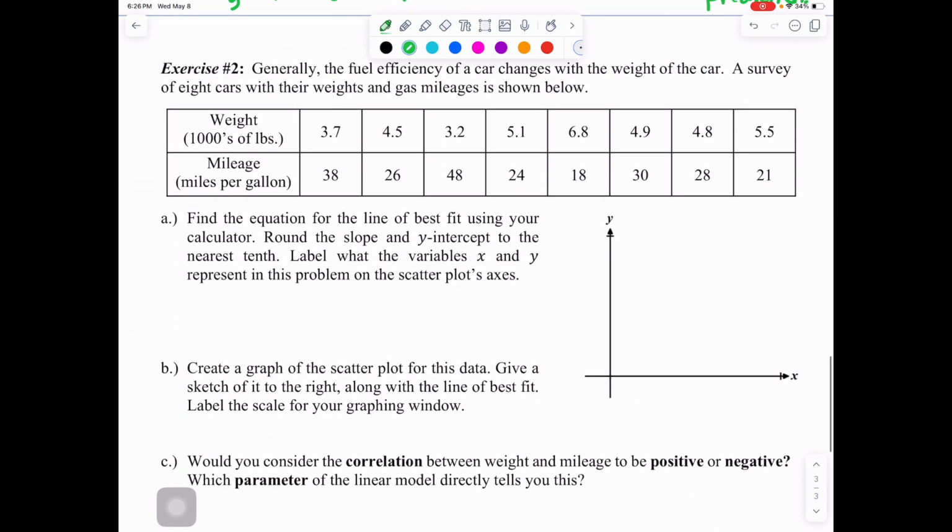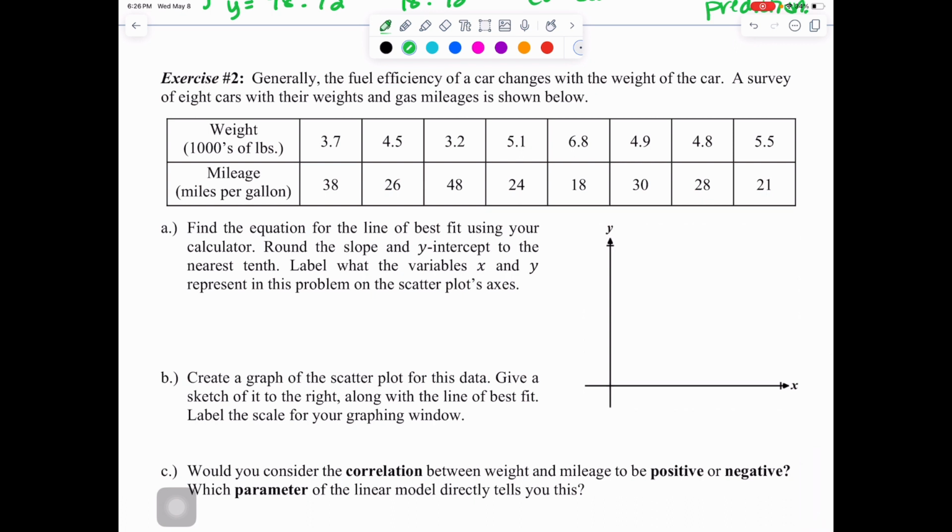So now in exercise 2, it says, generally, the fuel efficiency of a car changes with the weight of the car. A survey of 8 cars with their weights and gas mileages is shown below. So you have weight in thousands of pounds. That will be our X, or in other words, our L1. And then you've got mileage in miles per gallon, which will be our Y value, which we're going to enter in L2. So since I've already walked you through how to do this, I'm going to let you work on this one a little bit more independently and then check back with the video.